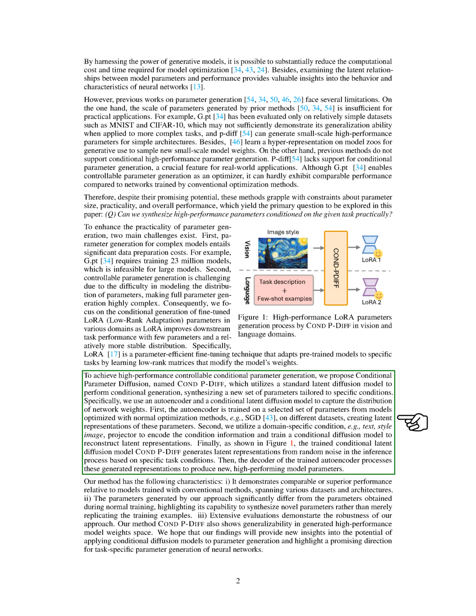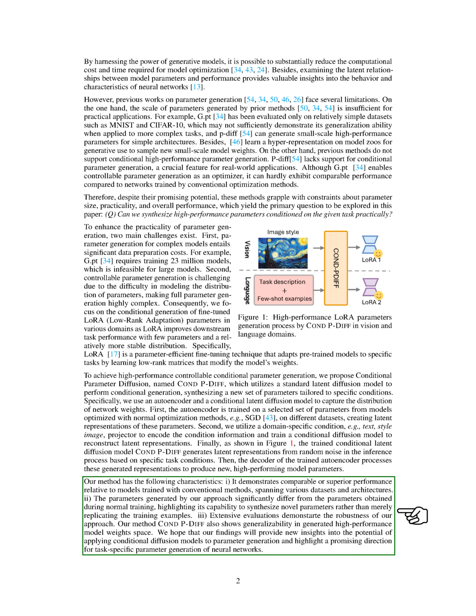Our approach involves training an autoencoder on a selected set of parameters from models optimized using traditional methods, creating latent representations. We then use domain-specific conditions to train a conditional diffusion model that reconstructs these representations. During inference, the trained model generates representations from random noise based on specific task conditions, which are then processed by the autoencoder to produce new, high-performing model parameters.